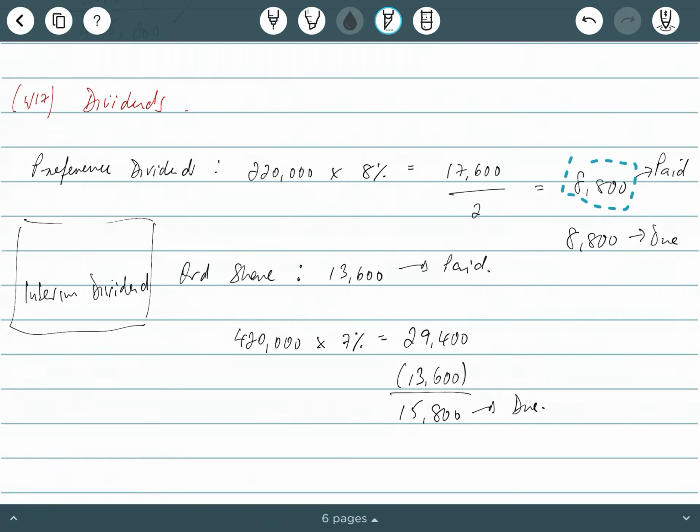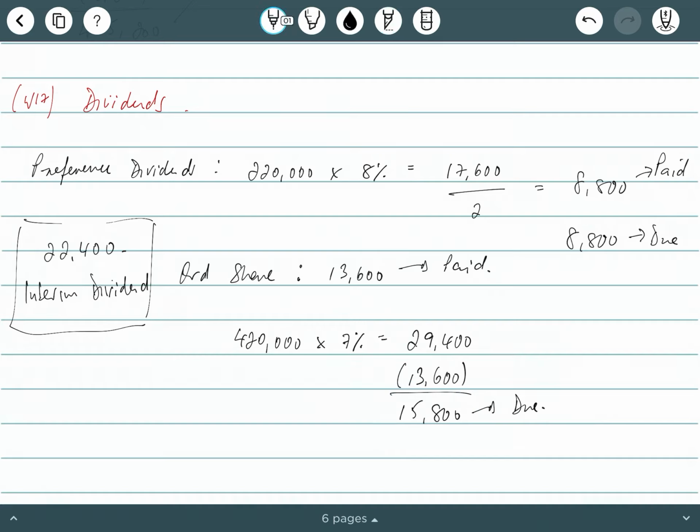If we take what we paid away, where does that figure go? What was that figure in terms of dividend? 22,400. That 22,400 is what they got paid after 6 months. So we take the 8,800 from the 22,400 and you're left with 13,600. That's what the ordinary shares got. We want to bring the ordinary shares up to a total of 7%. 7% of 420,000 is 29,400. Take away what they've already been paid, 13,600, and the balance left is 15,800, what's due to them. So that explains the dividends.